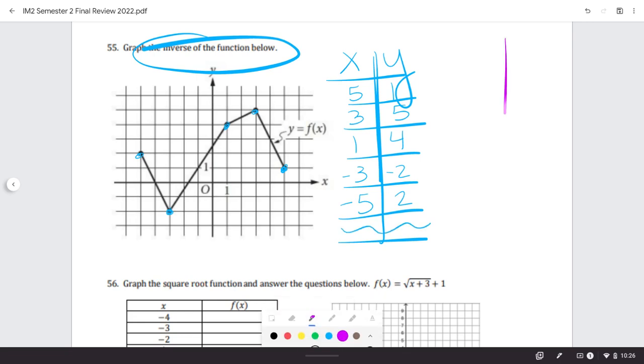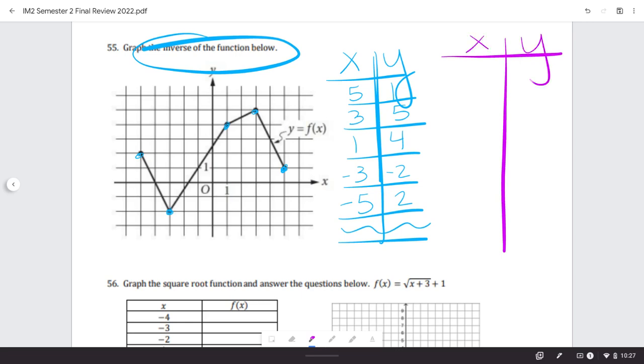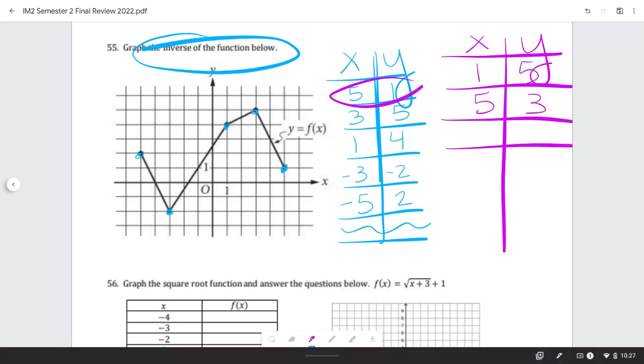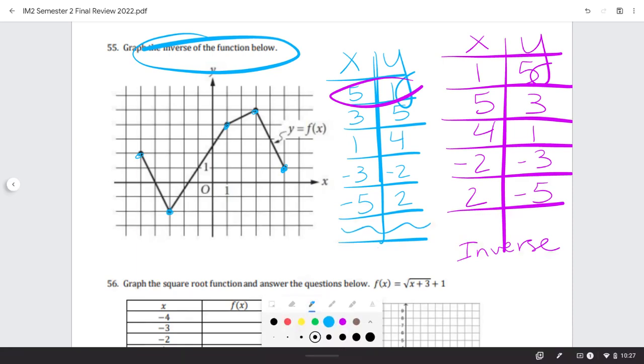And so what you do is you're just going to make another chart. And you're going to flip your x and your y. So 5, 1 becomes 1, 5. 3, 5 becomes 5, 3. That becomes 4, 1. Negative 2, negative 3. And 2, negative 5. And now we're going to go ahead and graph. This right here is the inverse. And this over here is the original one. Okay, so let's go ahead and graph it. 1, 5. 5, 3.